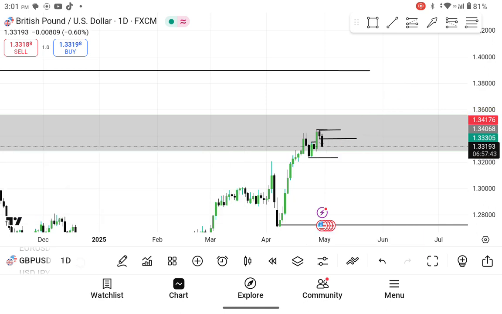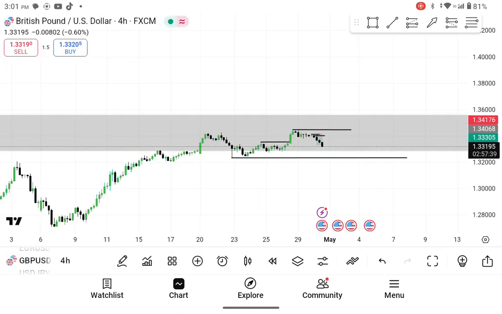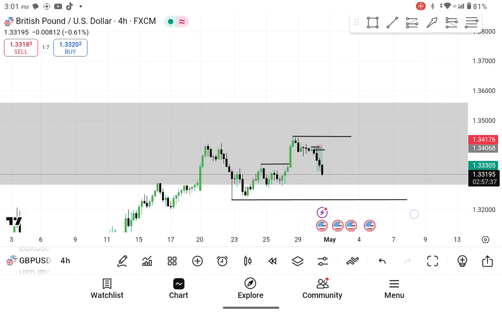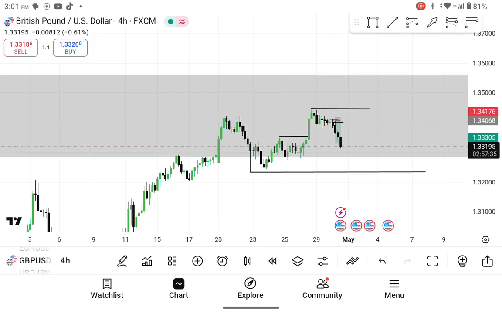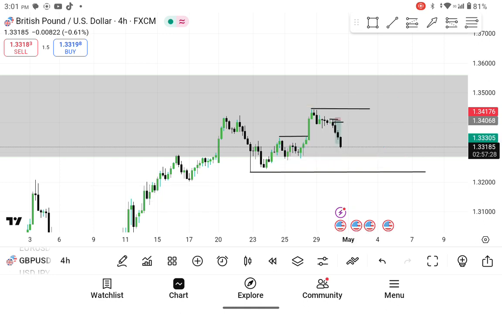So now, coming to our 4 hours, you can see this is our 4 hours. This is the trade we had today. You can see a very smooth trade. We had a 7:6 risk to reward today in the trade we took.